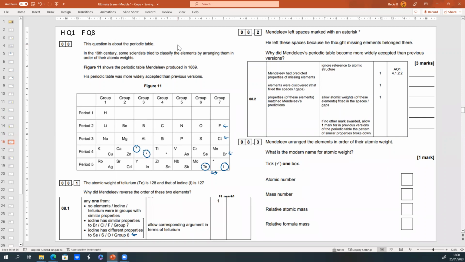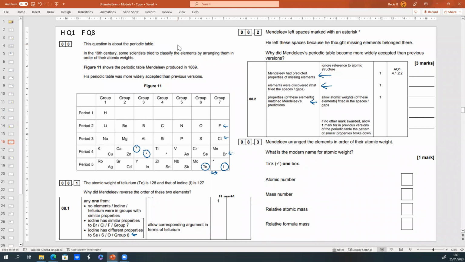Why did Mendeleev's periodic table become more widely accepted than previous versions? So initially, when he was leaving those gaps, people were a little bit skeptical about it. However, he predicted the properties he thought those elements were going to have. Because he'd done this grouping, he could predict what might be found there. Eventually, those elements were discovered, and they matched his predictions. So it became more widely accepted because what he predicted did come true, and so people started to believe it.